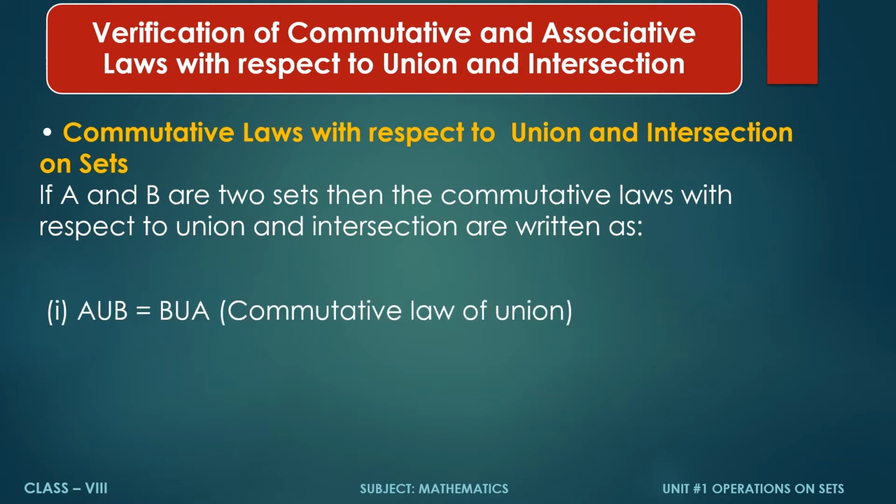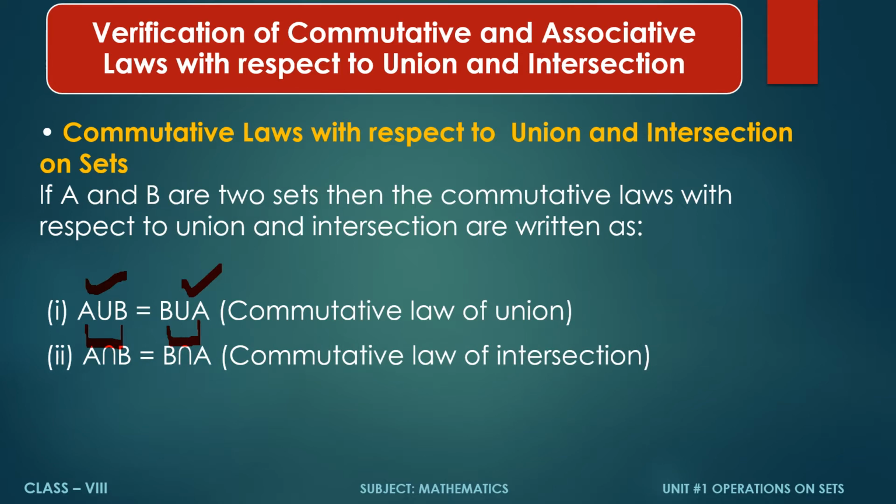First, we discuss the commutative law with respect to union and intersection on sets. If A and B are two sets, then the commutative law with respect to union is written as A union B equal to B union A. It means that the resultant set of A union B is equal to B union A. Their places don't matter. Either we take the union of A with B or B with A, both have the same answer.